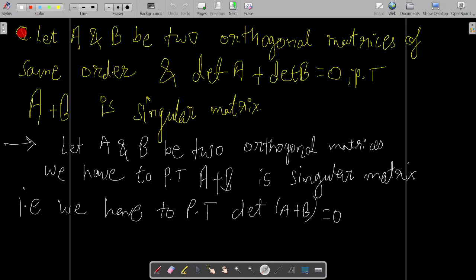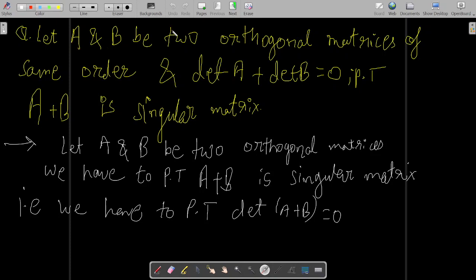Okay, so the question is: let A and B be two orthogonal matrices of the same order. Suppose A and B are two orthogonal matrices which have the same order. Then determinant of A plus determinant of B equal to 0, and we have to also prove that A plus B is a singular matrix.